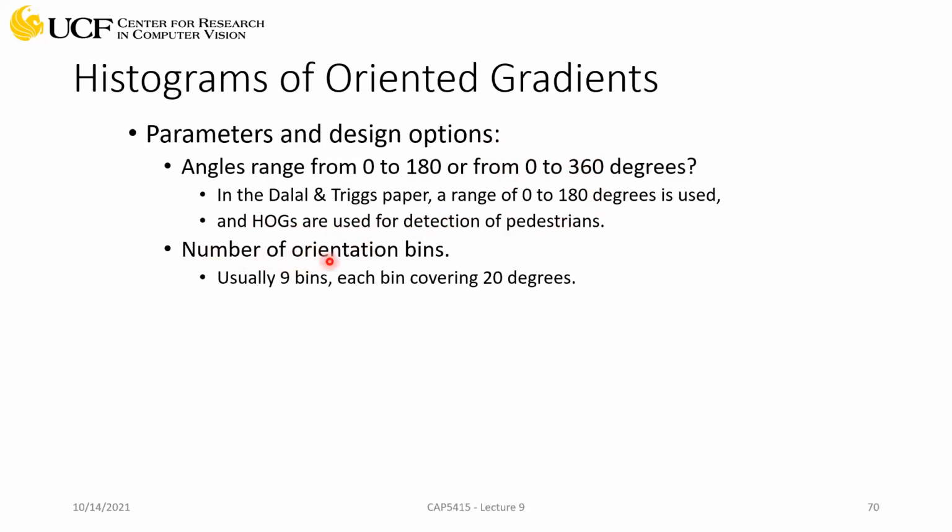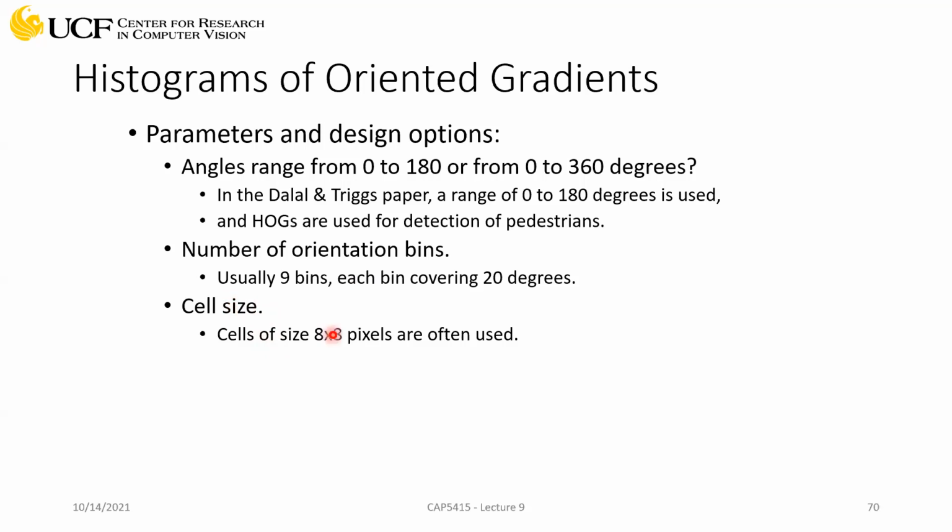The other parameter is the number of orientation bins you can use. Originally they used 9, but you can use as many bins as you want. If you want to increase the preciseness or accuracy of your histogram, you can increase the number of bins. That's perfectly fine. But if you don't care about fineness and want very coarse histograms, you can reduce the number of bins as well.